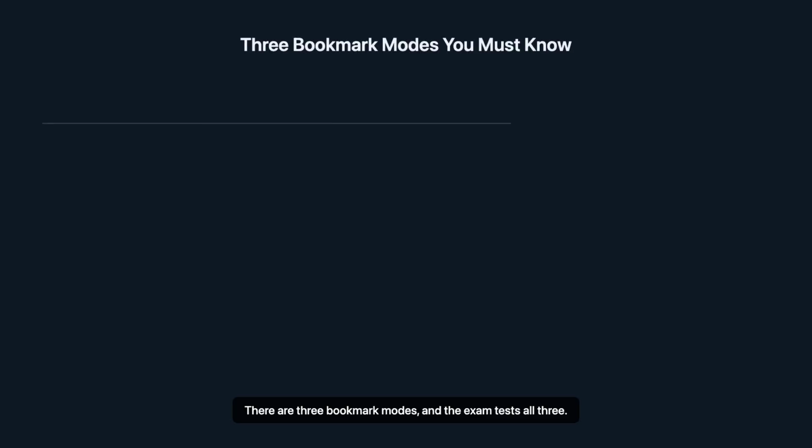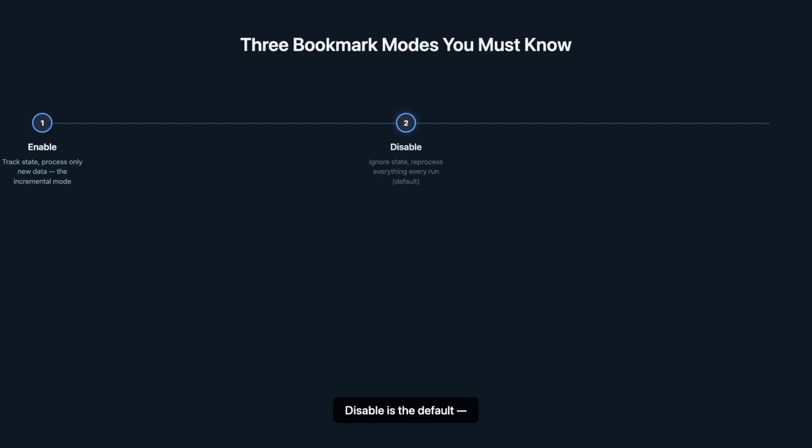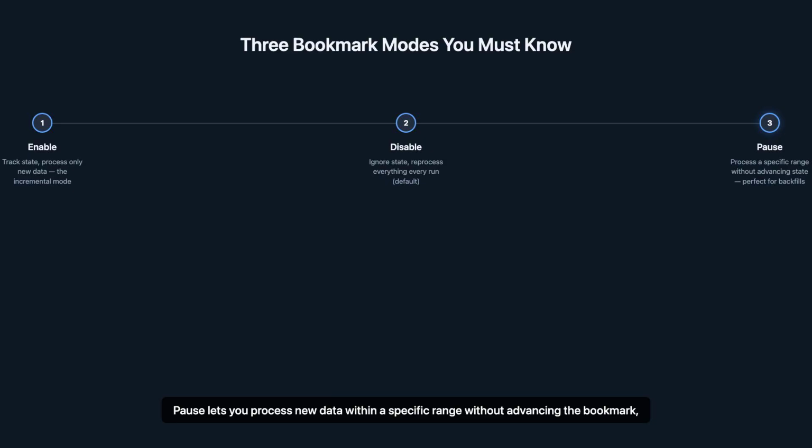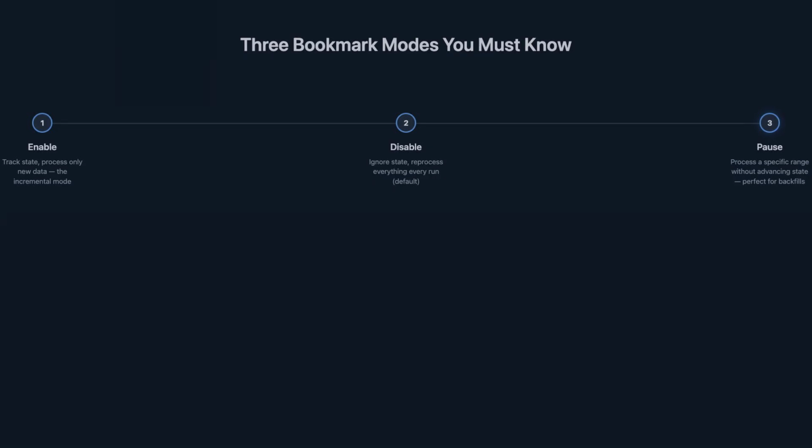There are 3 bookmark modes, and the exam tests all 3. Enable is the incremental mode. Glue tracks state and processes only new data on each run. Disable is the default. Bookmarks are off out of the box, so every run reprocesses everything. And pause is the tricky one. Pause lets you process new data within a specific range without advancing the bookmark, which is exactly what you need for backfills or for rerunning a date range without losing your place in the production stream. That last mode is the one most candidates miss on the exam.